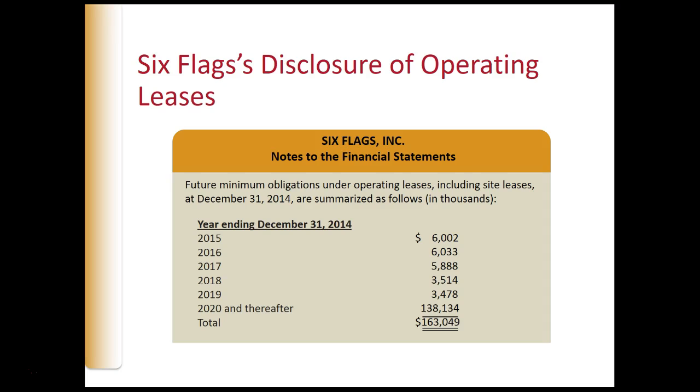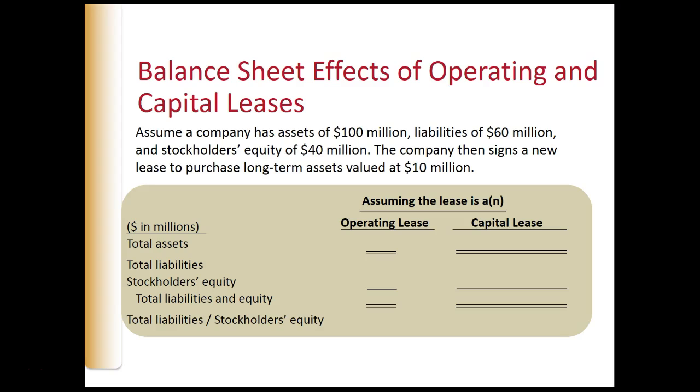So this slide presents Six Flags' disclosure of operating leases. Note that Six Flags has over $163 million in expected future payments under operating lease contracts. However, not all leases are just rentals. Capital leases occur when the lessee essentially buys an asset and borrows the money through a lease to pay for the asset.